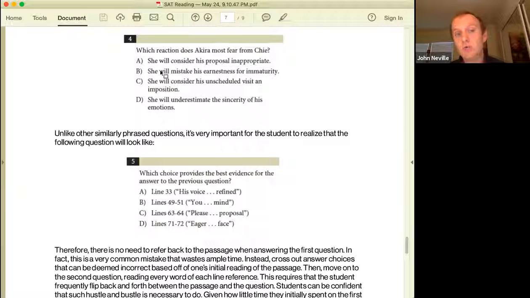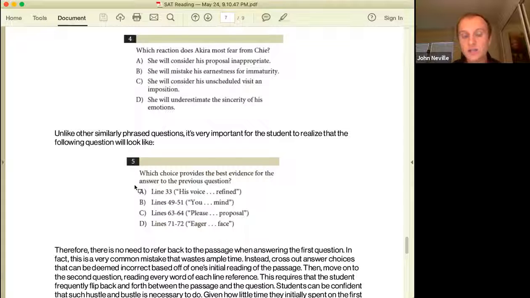What we would usually do is try to refer back to the passage and figure out, is it A or is it C? You are not going to do that, because you're going to be referring back to the passage in the second question. So you take 10 or 15 seconds, you get B and D out of the way, you physically cross them off, and then you move on to the second question.